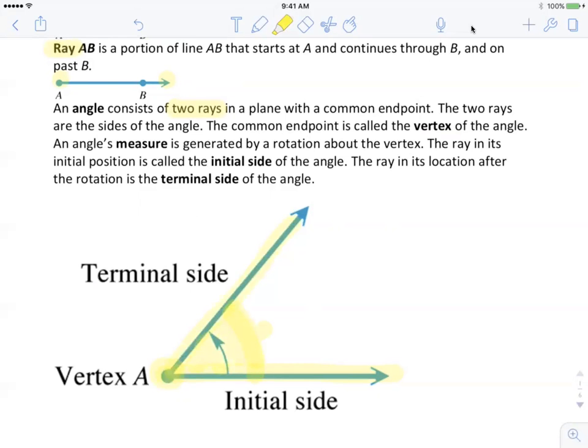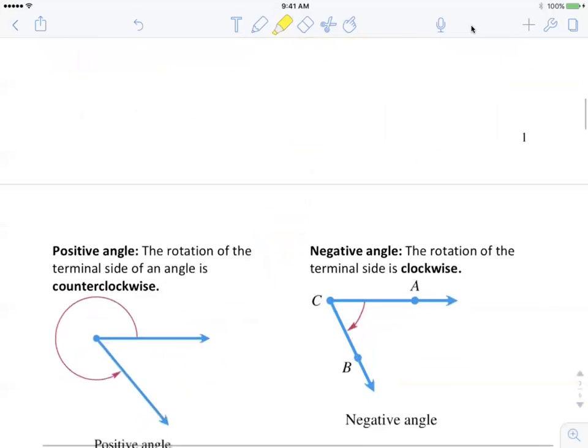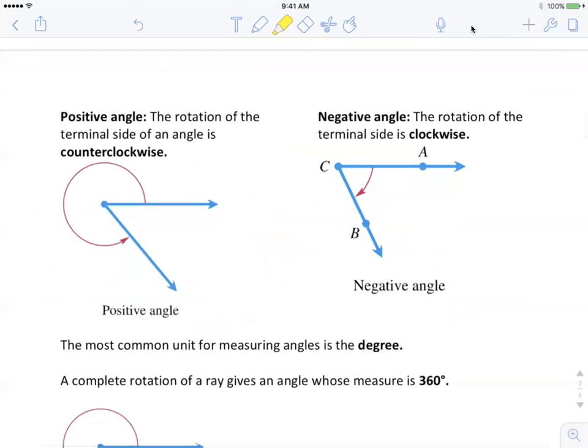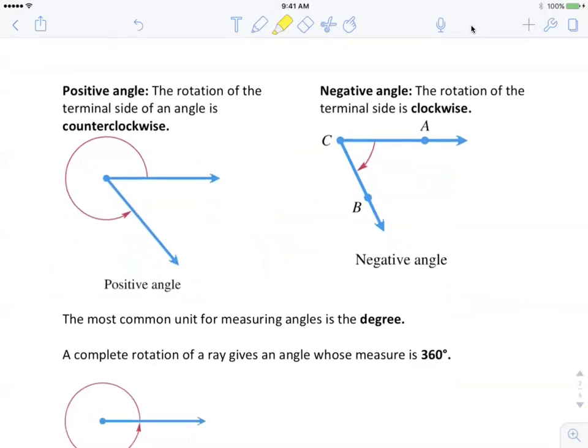On our next page, you're going to see in this class positive angles and negative angles. A positive angle just means we're rotating that terminal side in a counterclockwise direction. If you go the other way, a negative angle is going to be clockwise, going down and around.